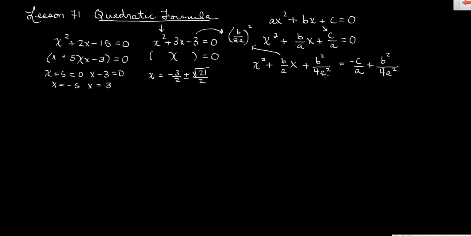What we made here is a perfect square trinomial that can be factored into x plus b over 2a. Just remember, this term right here is always the same as this term right there. They're the same. And then on this side, we need to find a common denominator. So our common denominator here would be 4a squared. This guy is missing a 4a.